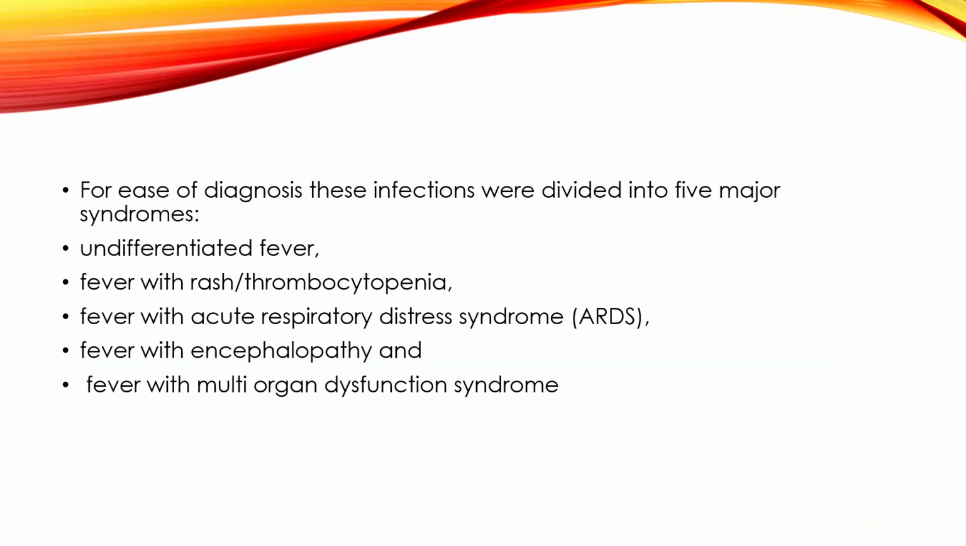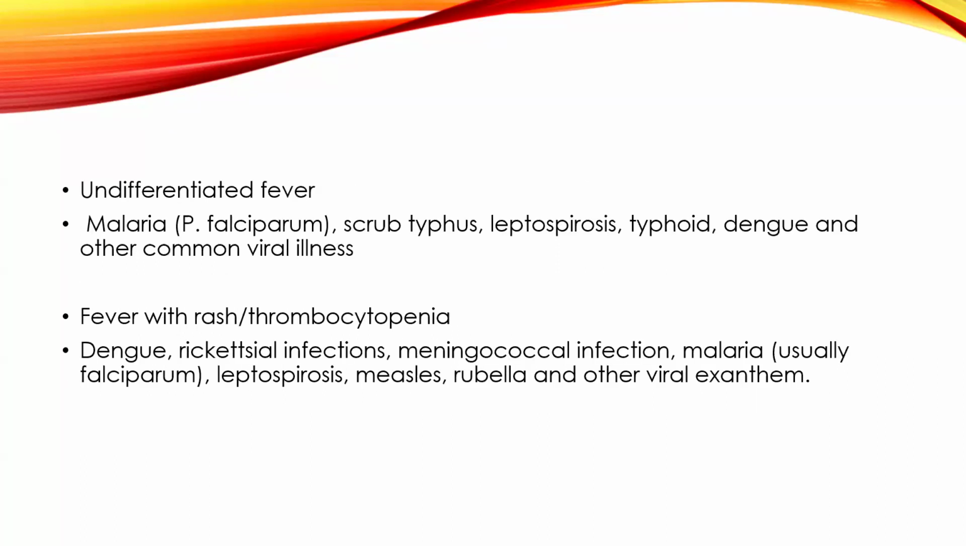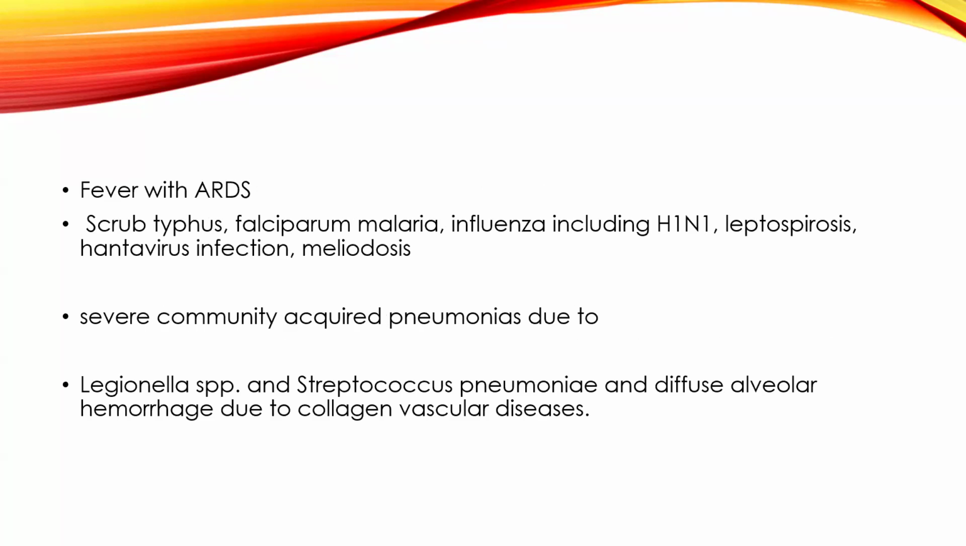One is undifferentiated fever, fever with rash and thrombocytopenia, fever with ARDS, fever with encephalopathy, and fever with multi-organ dysfunction syndrome. Undifferentiated fever can be seen in malaria, scrub typhus, leptospirosis, typhoid, dengue, and other common viral illness. Fever with rash and thrombocytopenia is common in dengue, rickettsia infection, meningococcal infection, malaria, lepto, measles, rubella, and other viral exanthem. Fever with ARDS is seen in scrub typhus, falciparum malaria, influenza including H1N1, leptospirosis, hantavirus infection, and melioidosis.